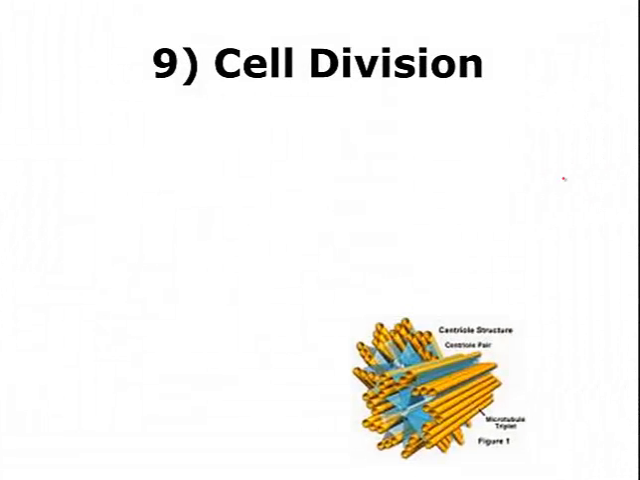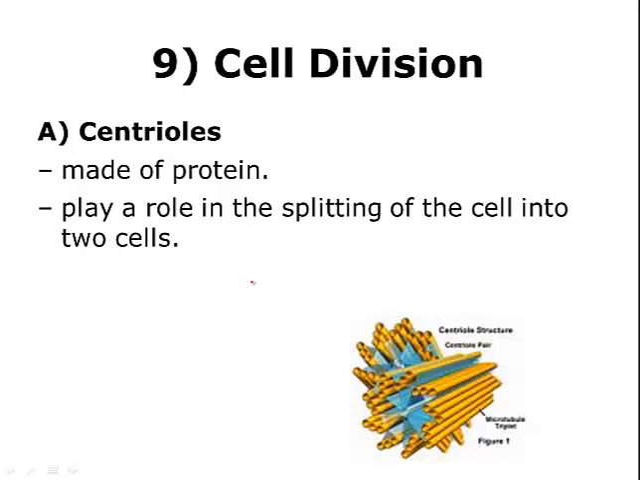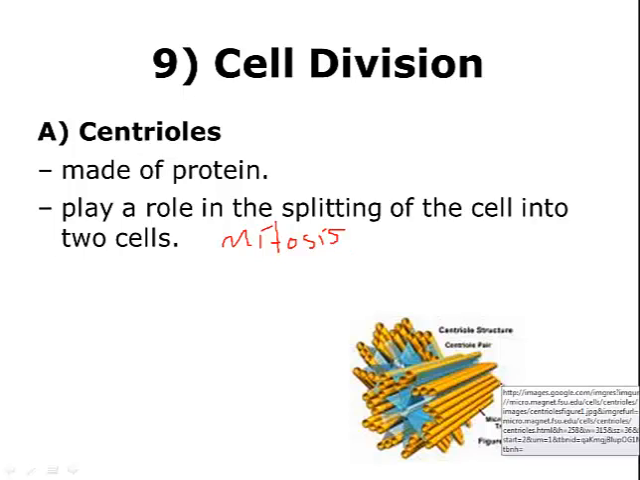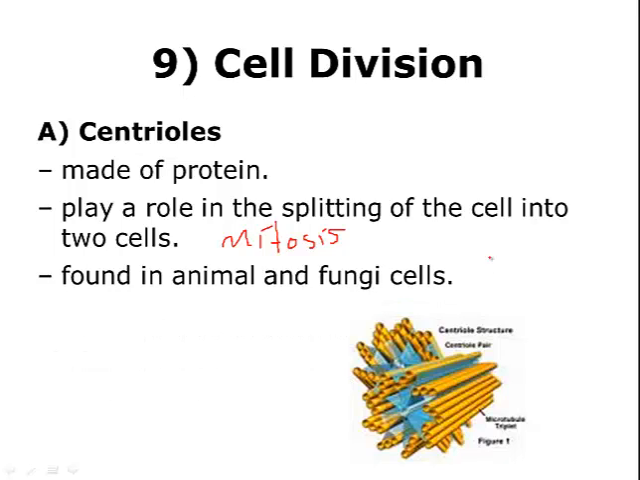Okay. We also have some cell parts that are going to be involved with cell division. These are called centrioles. They are made up of protein, and they're going to play a role in the splitting of a cell into two cells. This process is called mitosis. Again, this is another unit that we will do this year. In the splitting of cells, we're going to make identical copies of the cells. You need to have certain structures that are made to help this. And so the centrioles are going to make these special structures that allow the cells to separate. Those structures are called spindle fibers. Centrioles are found in animal and fungal cells. Plant cells have something similar called a centrosome, but it does the same thing.